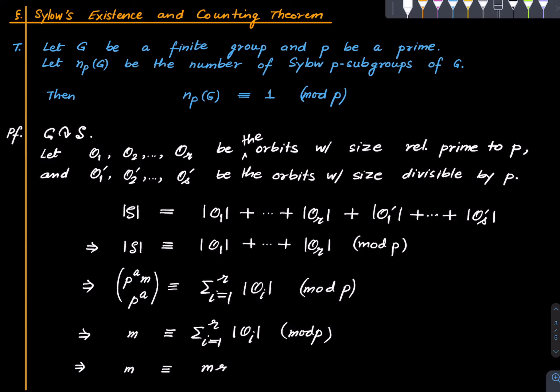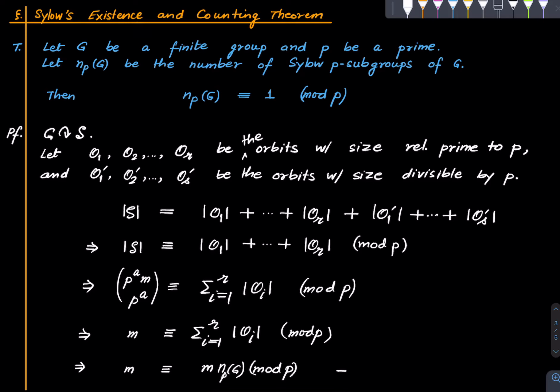This is mr modulo p, right? Because all of these sizes are m. And by again the recall, what is r? R is nothing but the number of Sylow p subgroups of G. Because the orbits which contain a Sylow p subgroup are these ones. These do not contain any Sylow p subgroups because their cardinality is divisible by p. So only these ones contain Sylow p subgroups, and each one of them contains exactly one. So R is nothing but n_p(G). So let me just write here n_p(G).